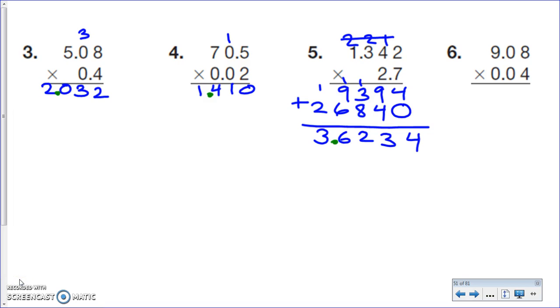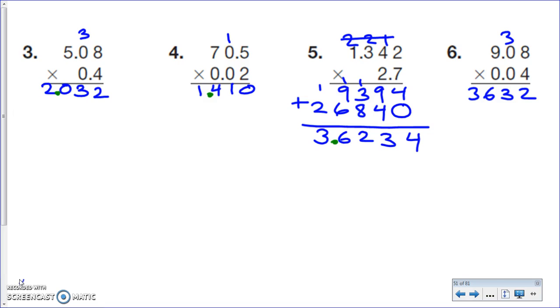Finally, for the last problem, we have 9.08 times 4 hundredths. So we're going to multiply through by the 4 first. So 4 times 8 is 32. We put this 2 down, we carry the 3. 4 times 0 is 0, plus 3 is 3. And then 4 times 9 is 36.